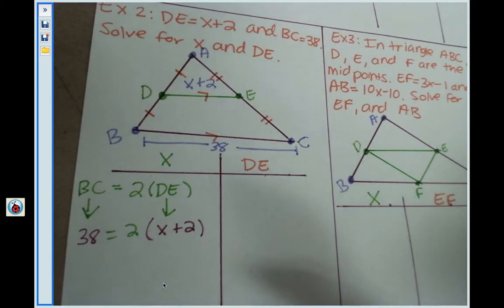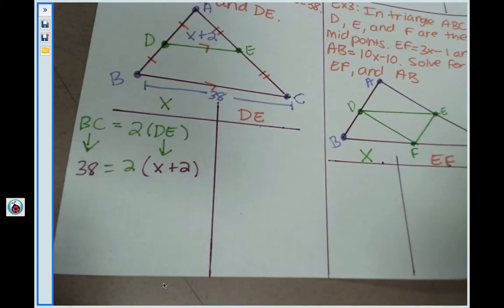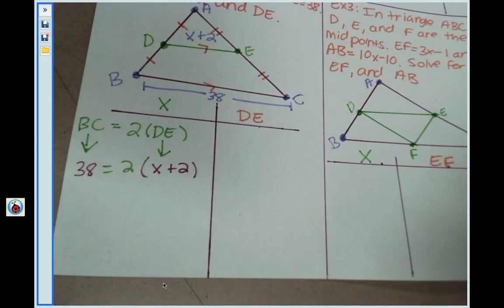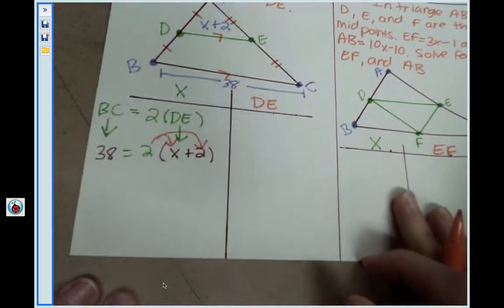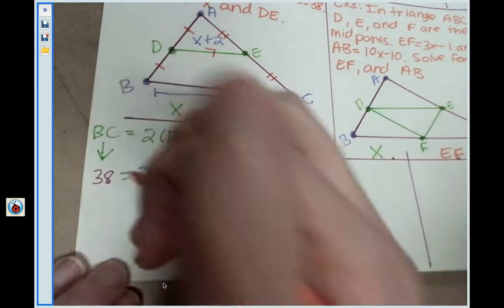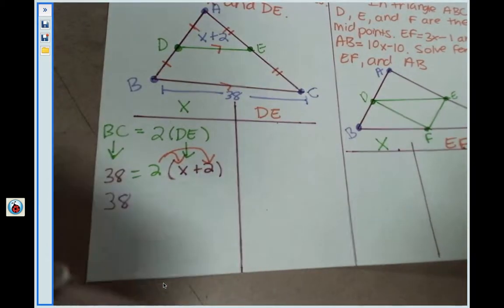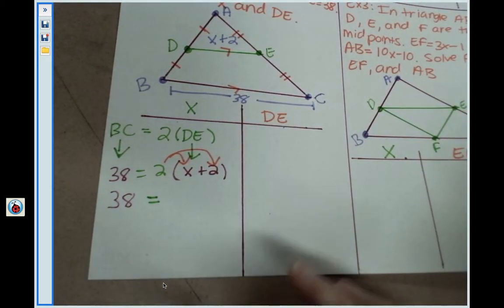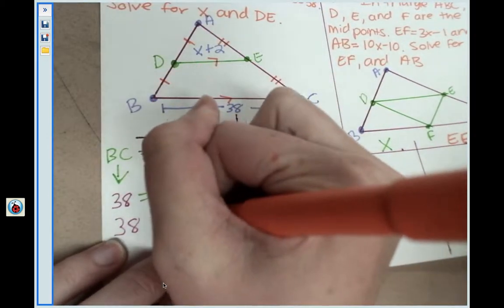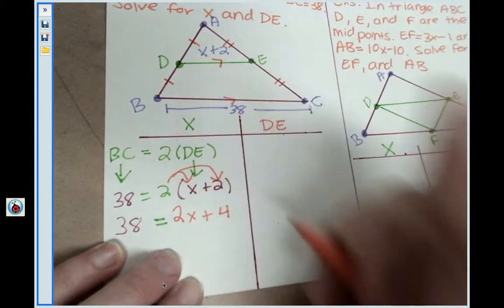From here we're going to solve for x. And it'll be a blast. So what am I going to do with the 2? Since 2 is located outside of a parenthesis, how do I solve it? You do, in fact, distribute. You guys are like geniuses. So I have 38 equals, and then what is 2 times x? 2 times x is 2x. And what is 2 times 2? Holy hot dog, it is 4.